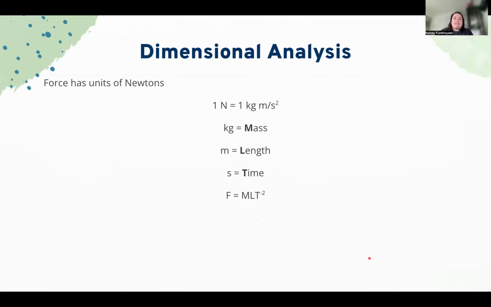Another important concept is dimensional analysis. In this example, we talk about force, which we'll learn about later in the quarter. But force has units of newtons, which are kilogram meters per second squared. So let's break that down. Kilograms, units of mass. Meters are units of length. Seconds are units of time. So force is mass, length, and time to the -2, or divided by time squared.